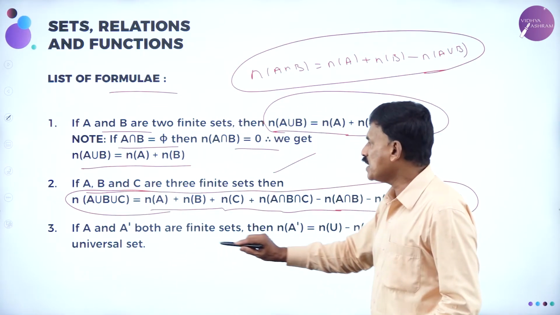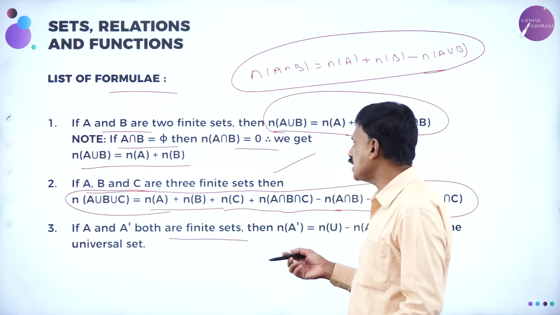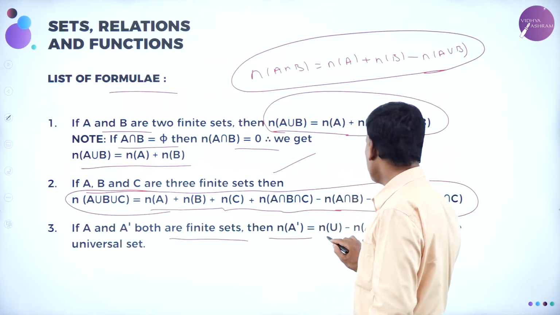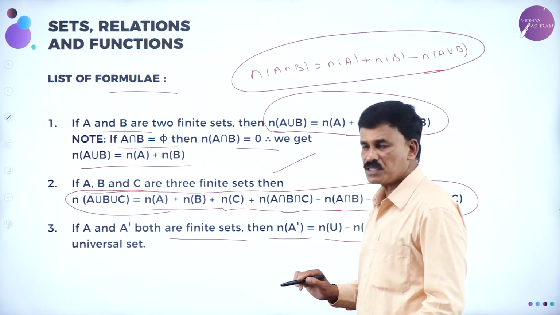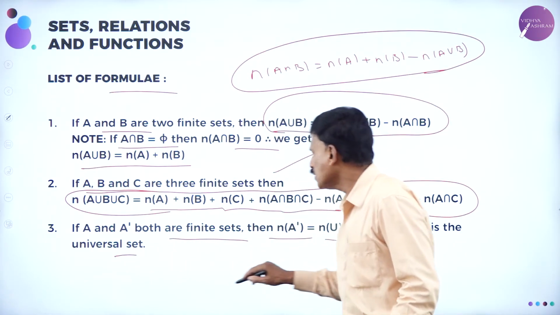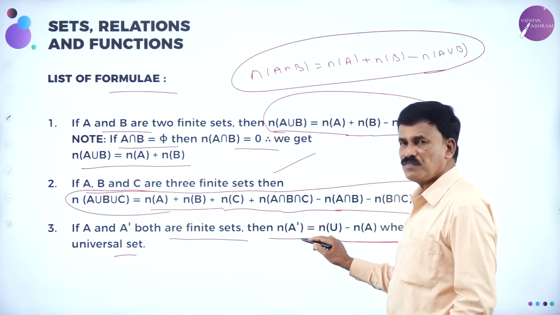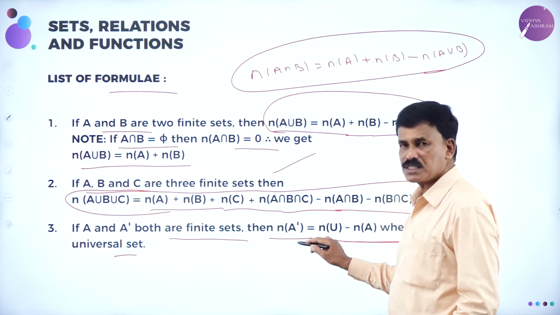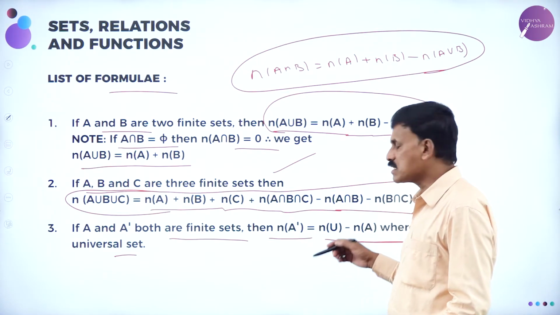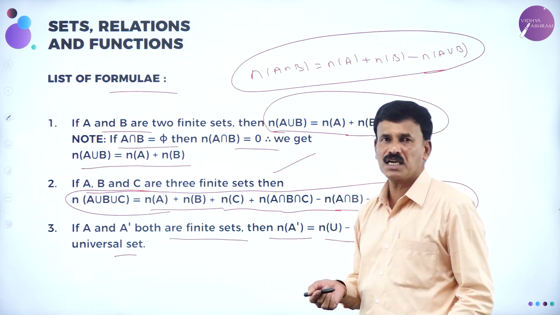Now, suppose A and A dash both are finite sets, that is, a set and the complement of the set A are finite sets. Then the number of elements in A dash, n of A dash, is equal to the number of elements in U minus the number of elements in A, where U is the universal set. So, if A and A dash both are finite sets, then the number of elements in the complement set A dash is given by n of U minus n of A. The number of elements in U minus the number of elements in A will give us the number of elements in the complement set A dash. Okay.